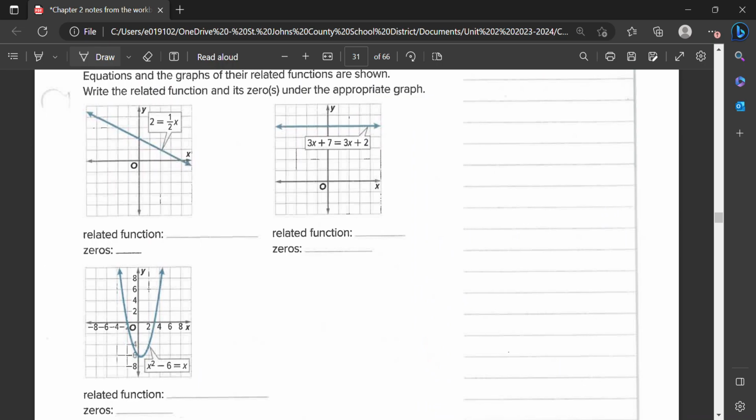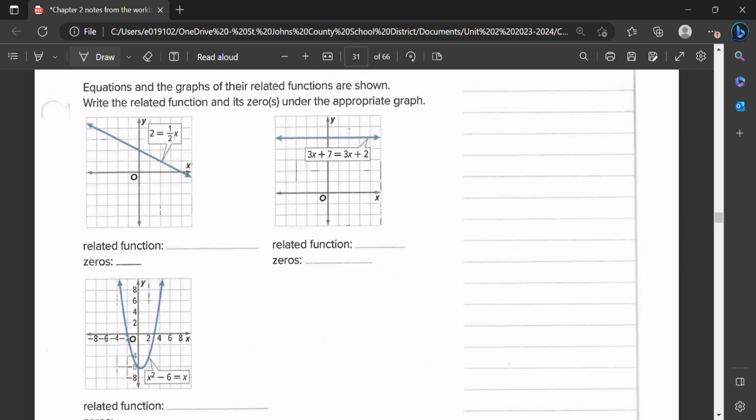All right, try the checks. Try to check. We want to get everything on the same side and then find the zeros. So this one would be y equals 1/2 x minus 2. This one would be y equals 5. So this has no zeros. This has 1 zero at 1, 2, 3, 4. At 4.